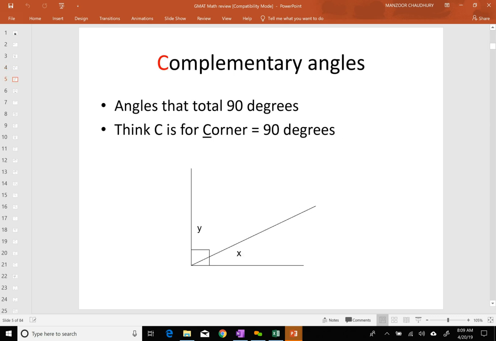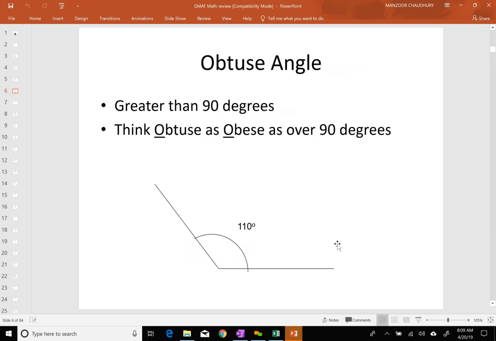Complementary angles are when two angles add up to 90 degrees. The way to remember this is C for corner, C for complementary. So if X is 20 degrees, Y is going to be 70 degrees. Obtuse angle is more than 90 degrees.